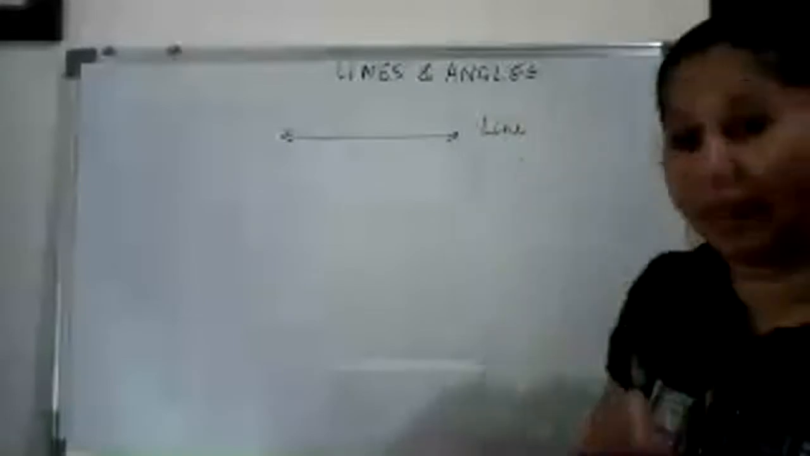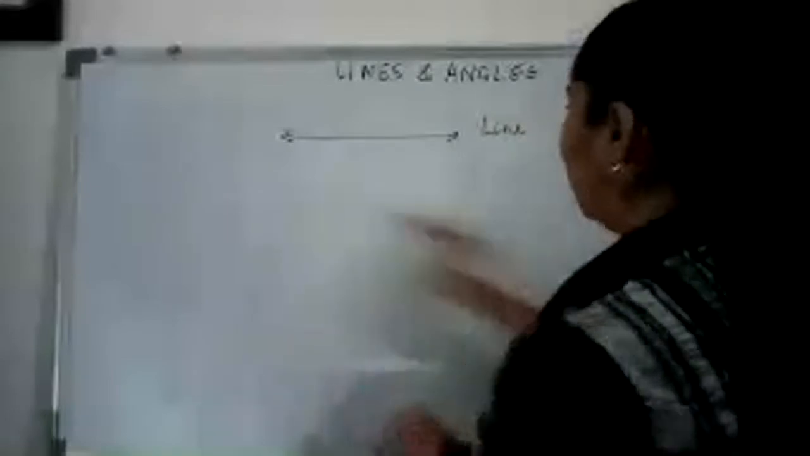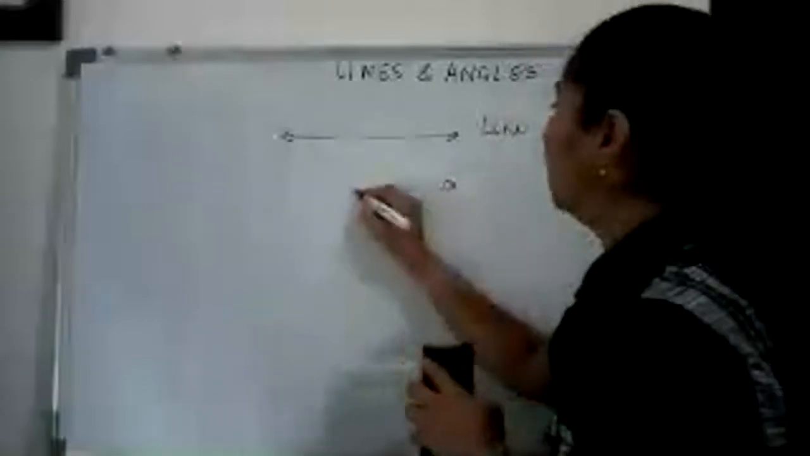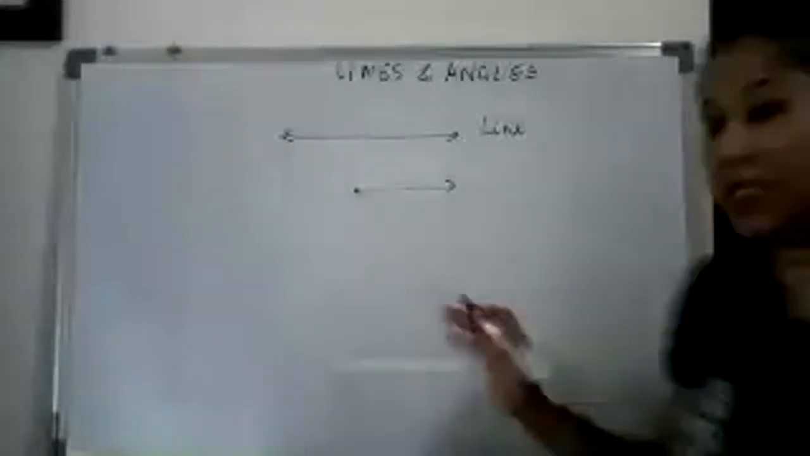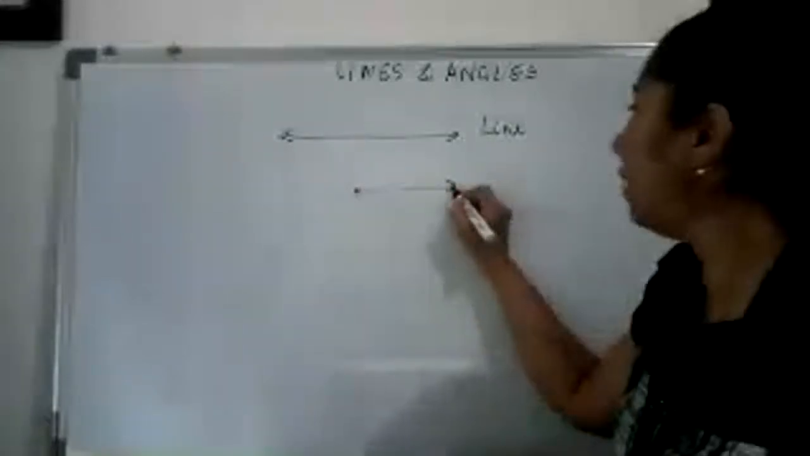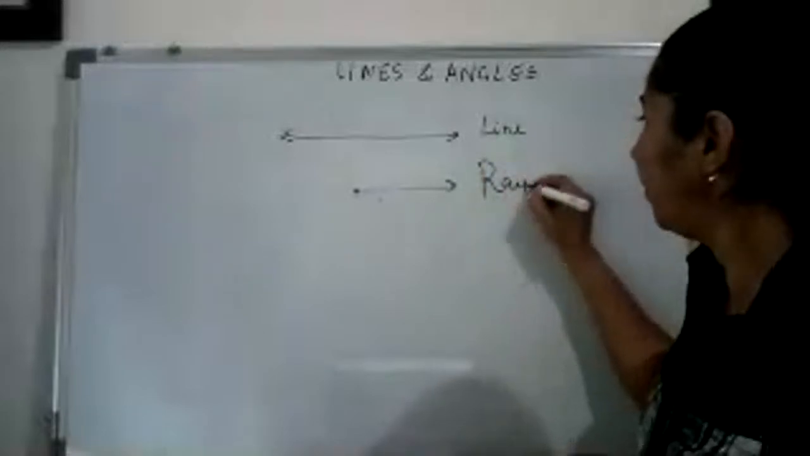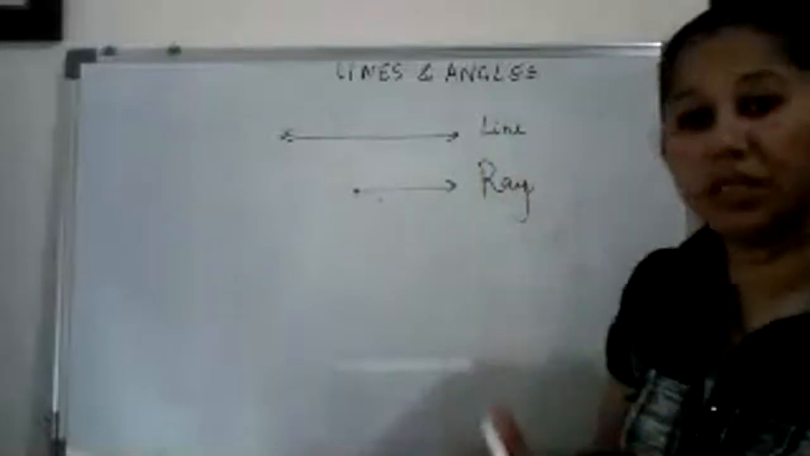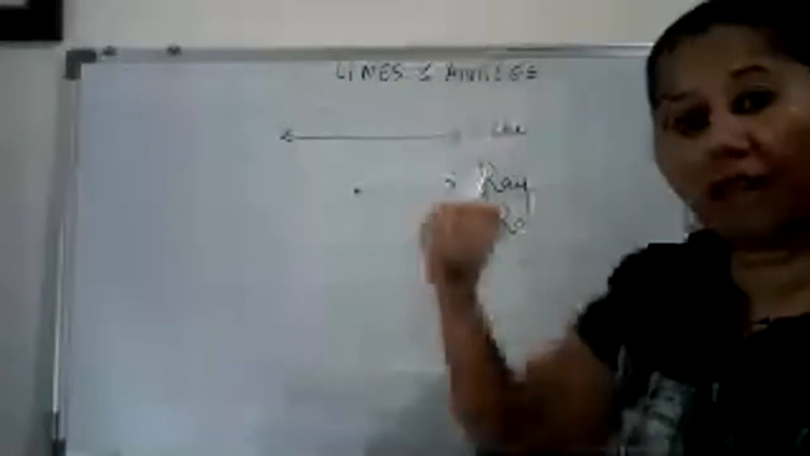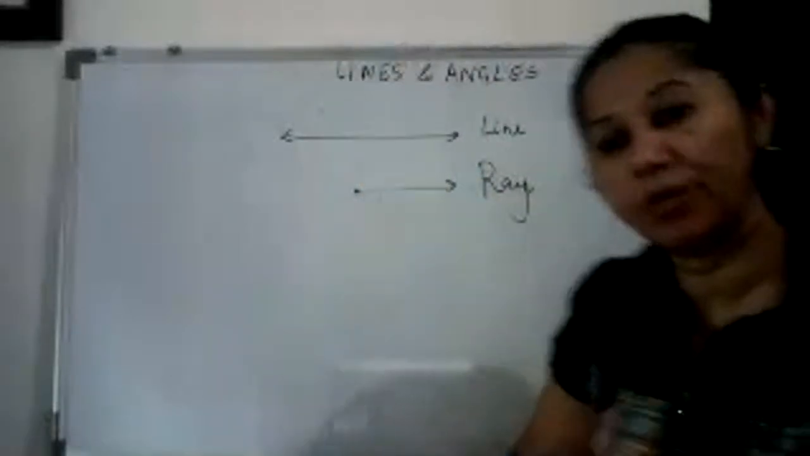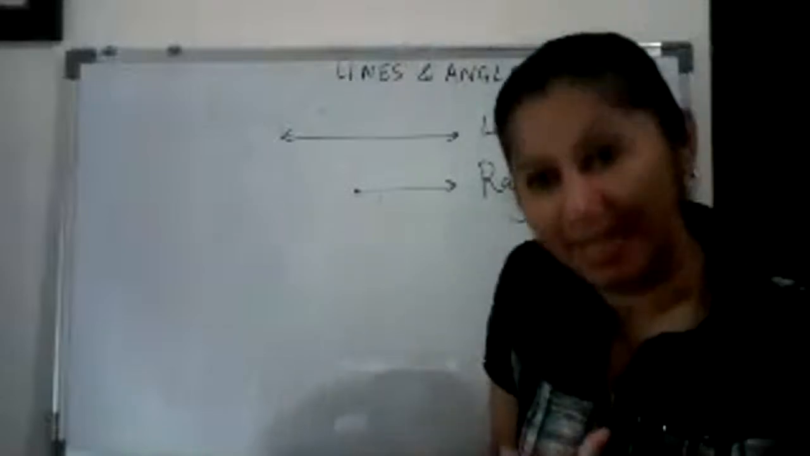A part of a line. Suppose I cut the line from here. I had a line here, and I cut it. When I cut it from one side, so one side is a point and one side is an arrow, we call it a ray. You use this in your science diagrams, the ray of light, isn't it?